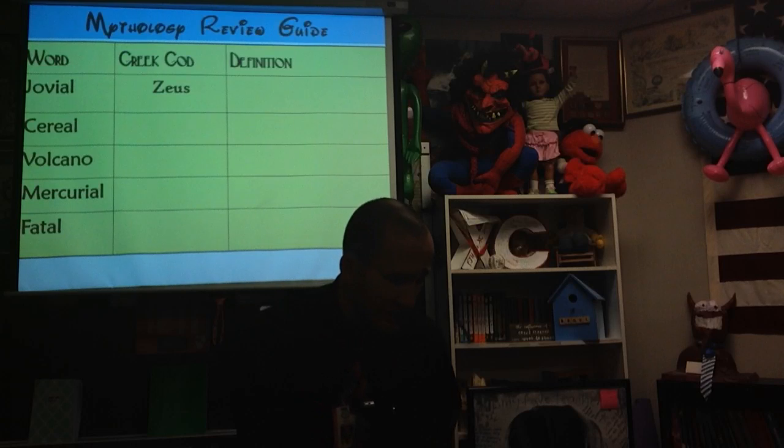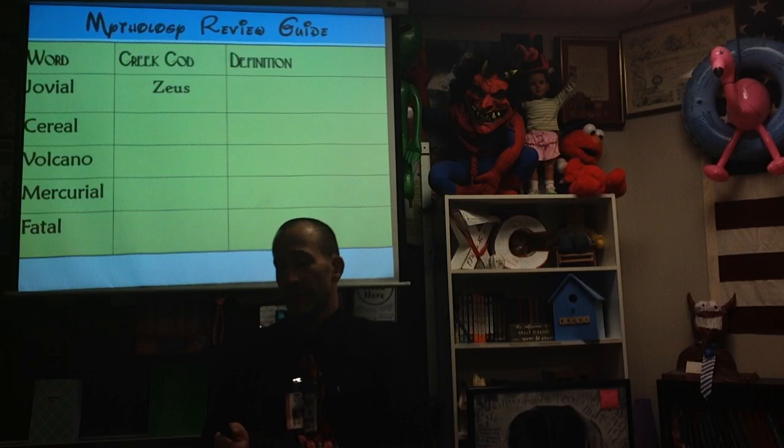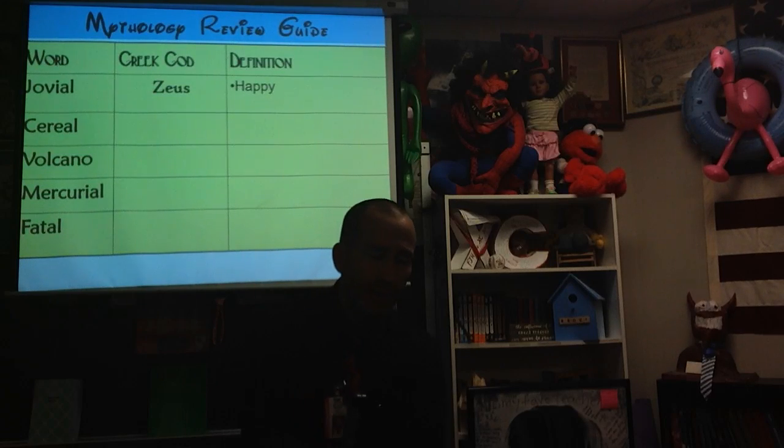Zeus was the king of all the gods. He was the top dog, the most important. He got to pick who was on Mount Olympus and all those fun things from there. Because of that, they thought whenever they saw someone that... Wait, do you guys know what jovial means? Happy. Joy. Happy. I Googled it. It means happy. It can also mean basically to be on top of the world.